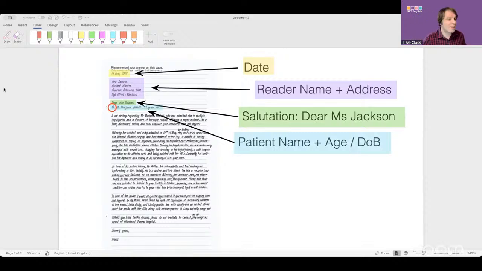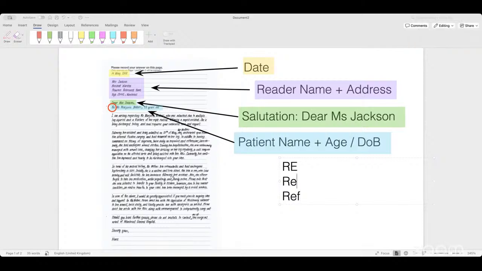People are always asking me about the RE. Should it be like this, like this, or like this? Which one's correct? The middle one? Yeah, pick the middle one. Honestly, I think they're all fine.